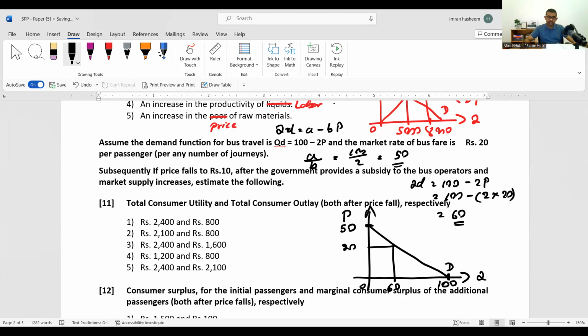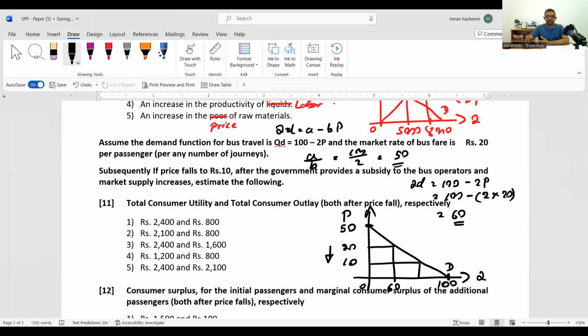What are they saying then? Supply increases because of a subsidy. As supply increases, we don't need to draw the supply curve, but we are clear on what is happening. Supply increases, so as expected price will decrease and quantity will increase. So now the price becomes 10 rupees. Price has decreased. At 10 rupees, how much is the quantity demanded?